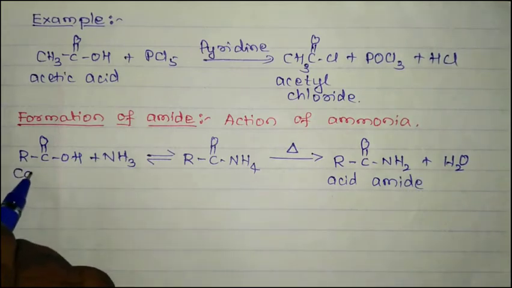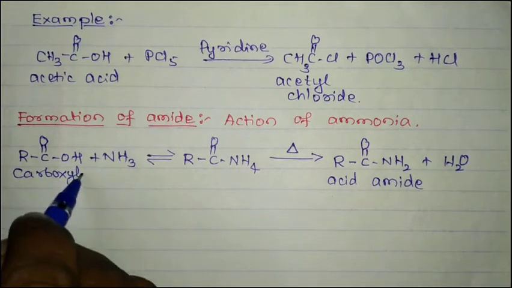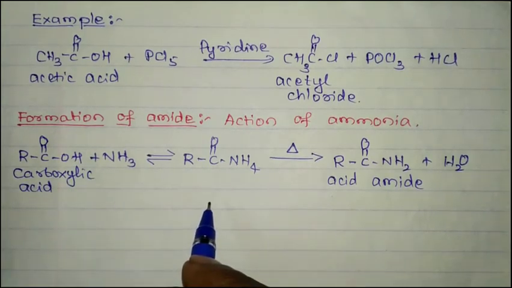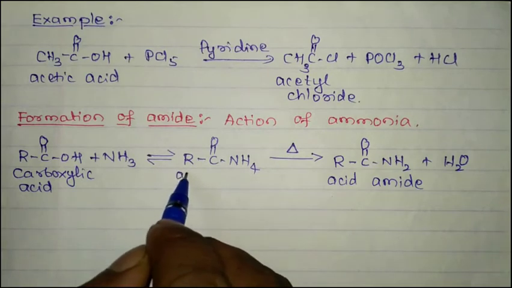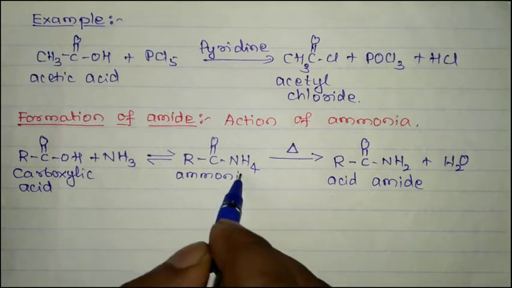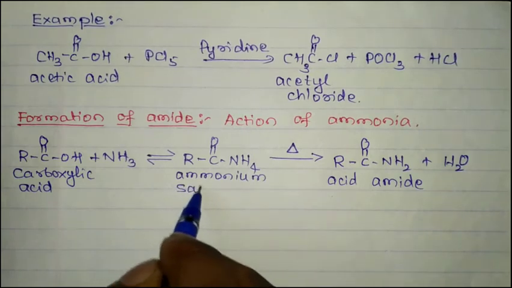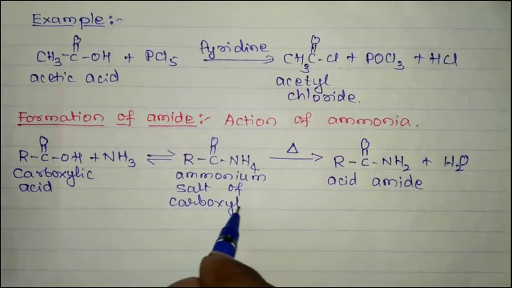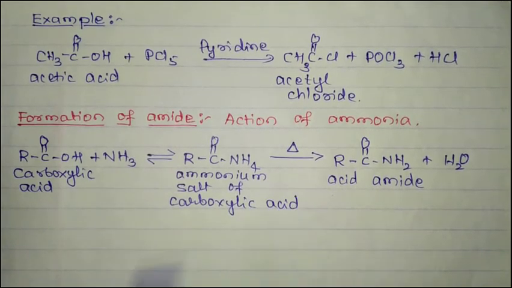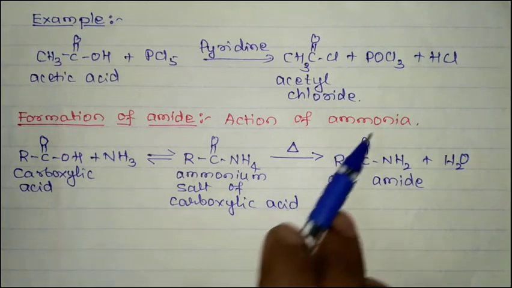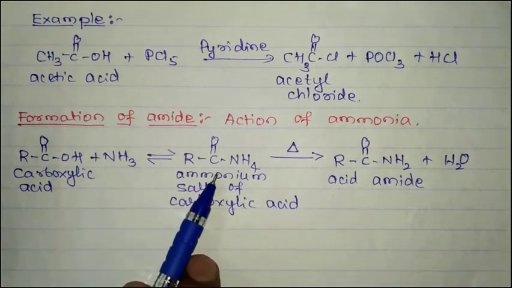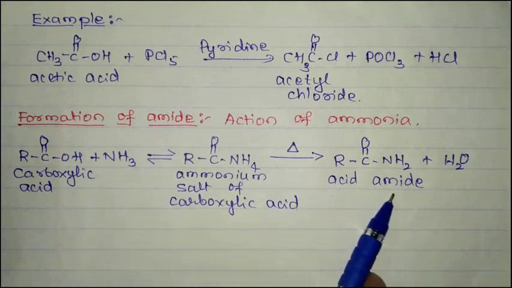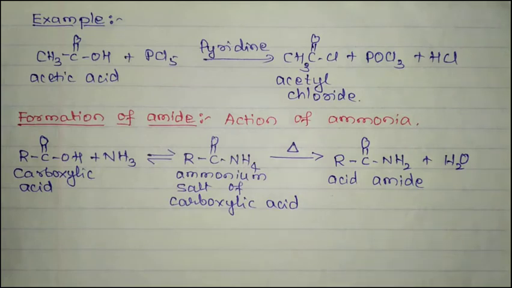And this is carboxylic acid. And this is ammonium salt of carboxylic acid. Carboxylic acid reacts with ammonia to form ammonium salt of carboxylic acid, which on heating loses a molecule of water to give acid amide. Now let us discuss one example.